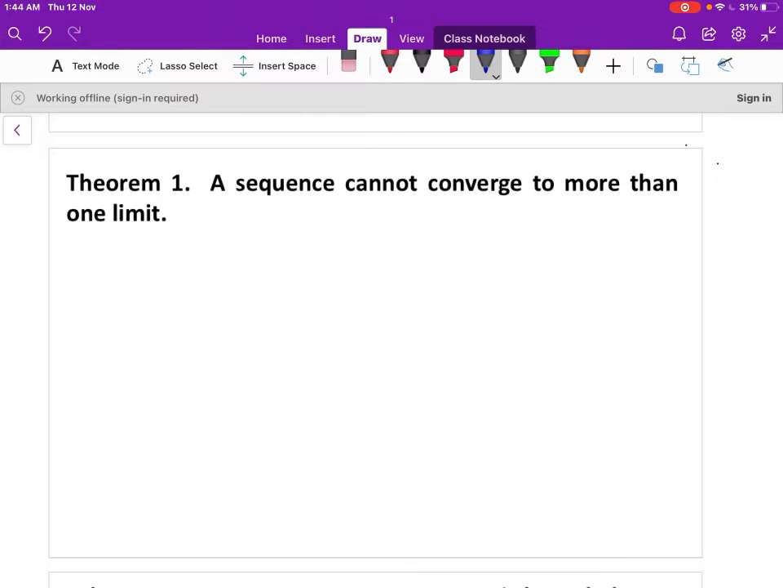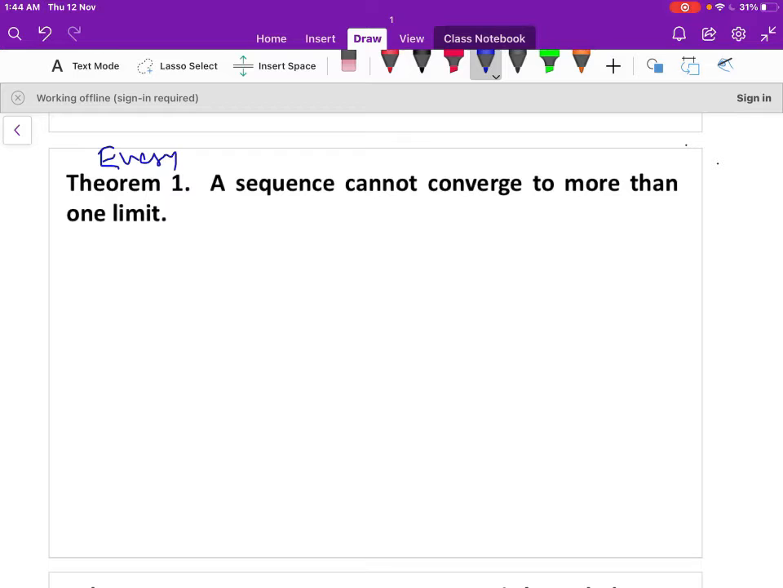Hi students, in the previous video we studied some basic concepts of sequences of real numbers. Now we'll move to some properties of convergent sequences. Let us move to the first theorem of the convergent sequence.